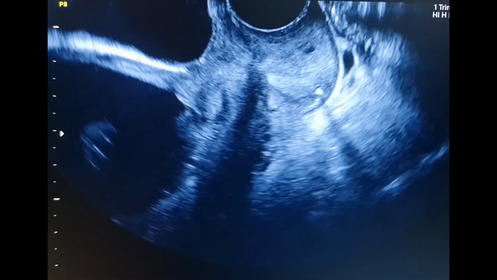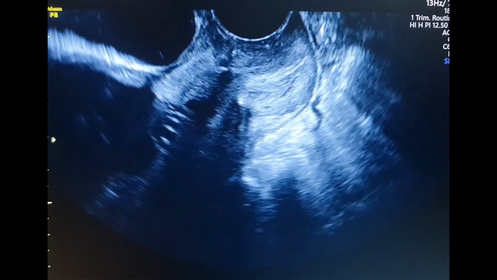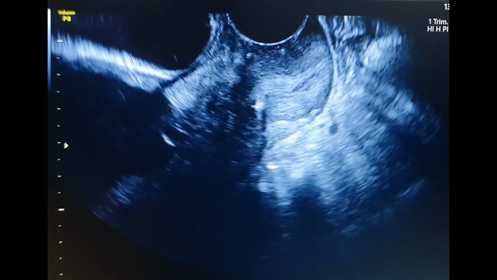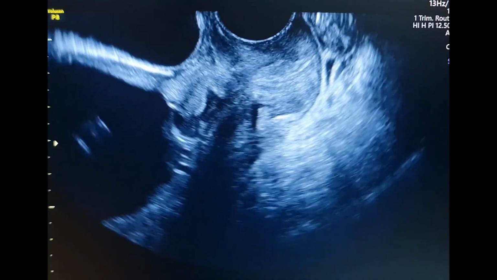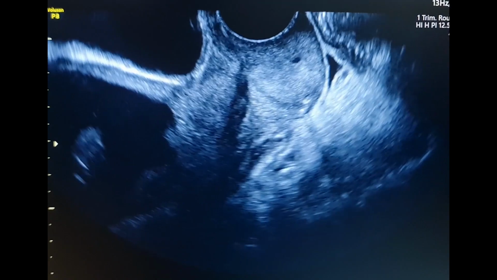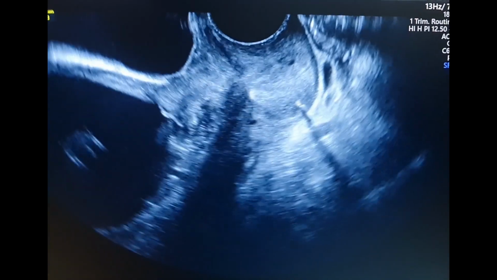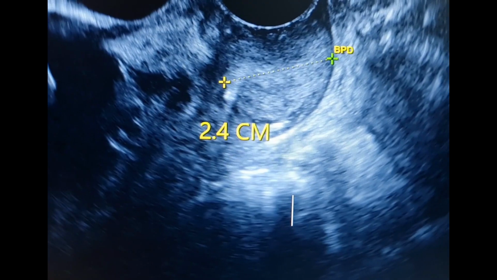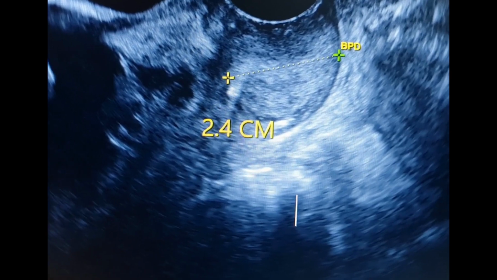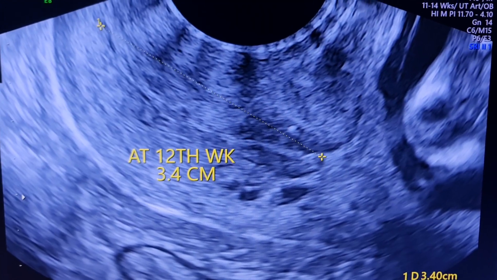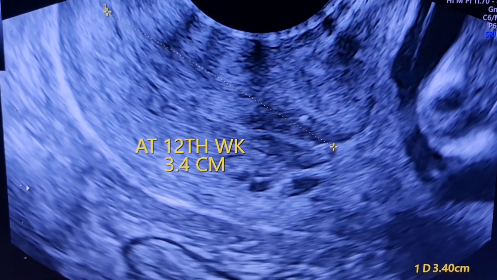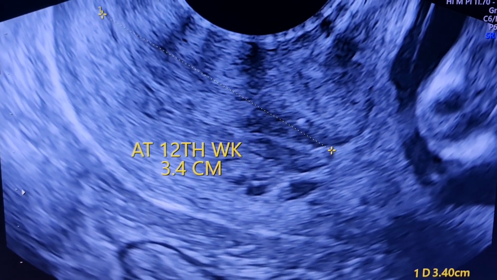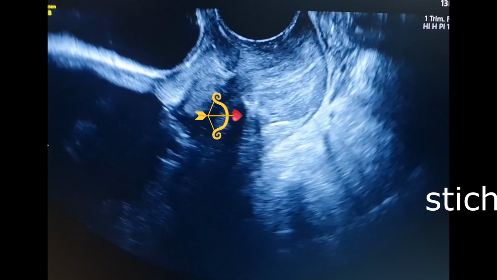This woman presented at 22 weeks with increased discharge, and look at the cervical funneling with echogenic debris over the internal os. The cervix is measuring 2.4 centimeters. This is the cervical length. Look at her first trimester cervical length measurement, which was 3.4 centimeters. So there is a decrease of 10 millimeters between the two measurements, and this patient requires further treatment.